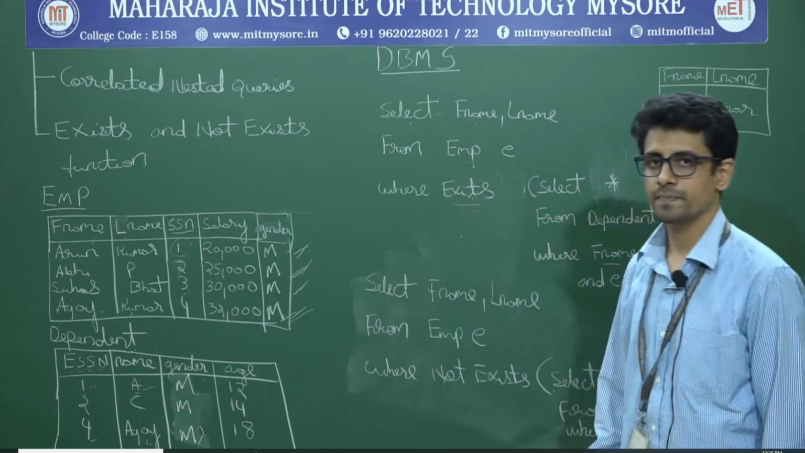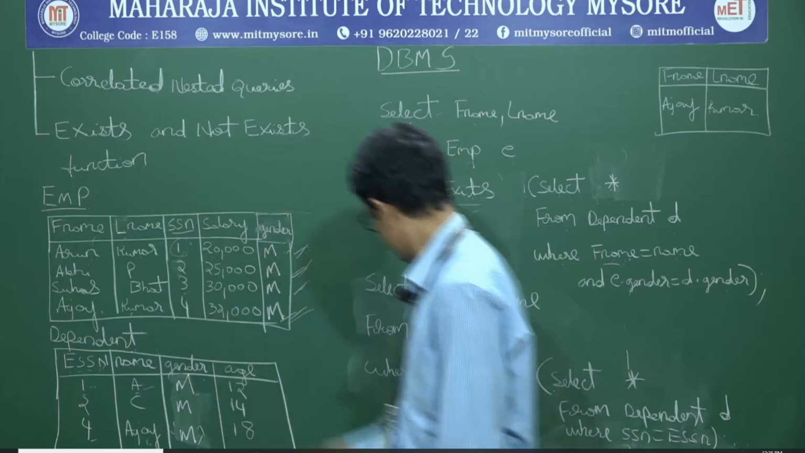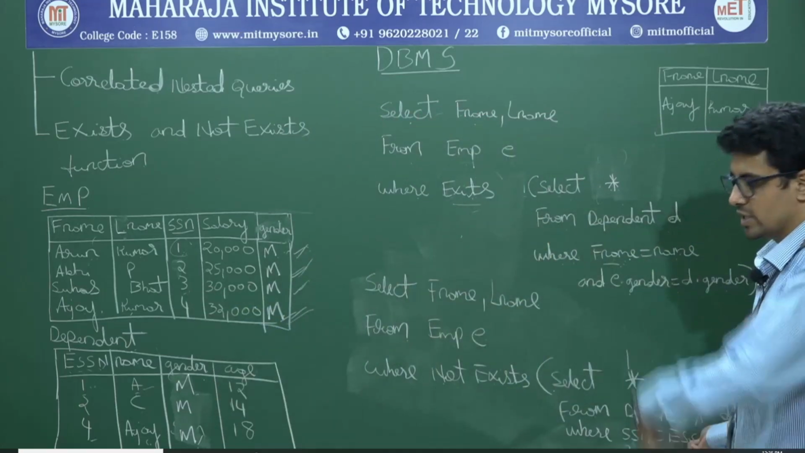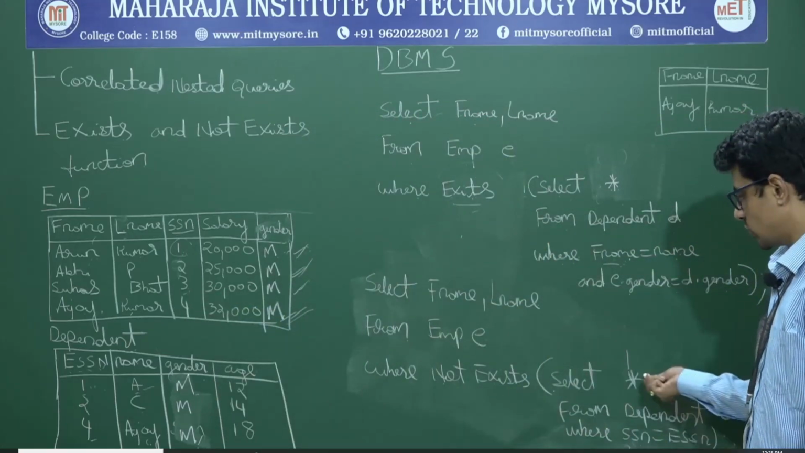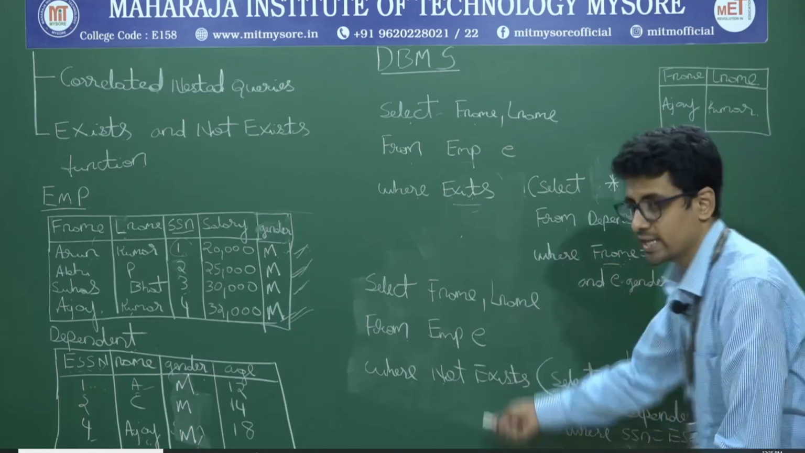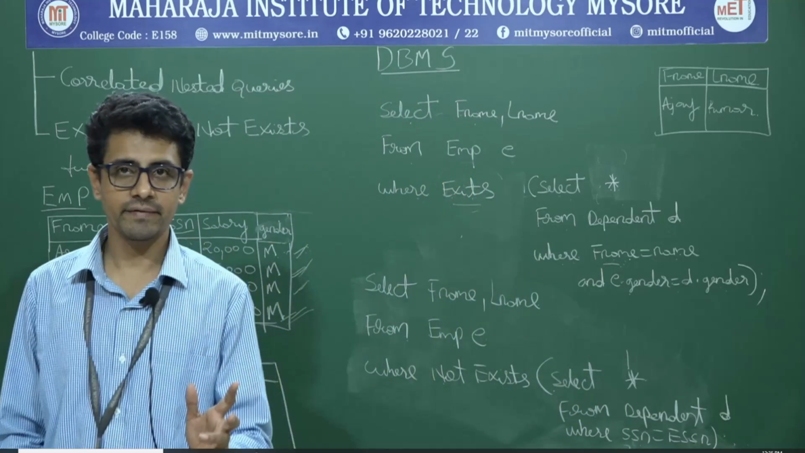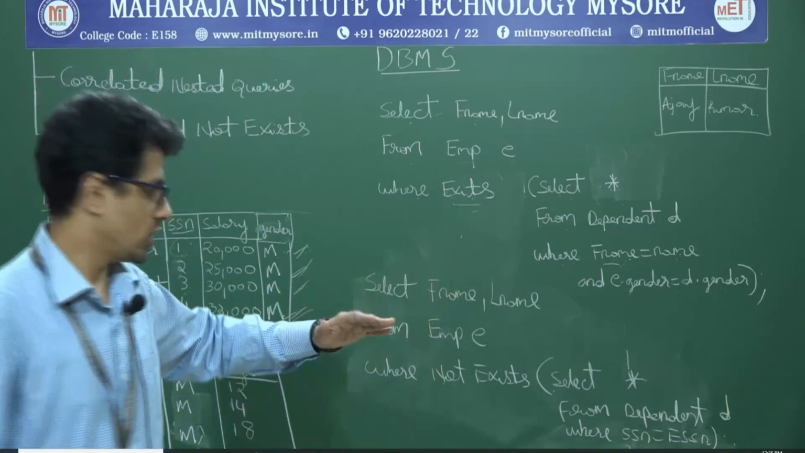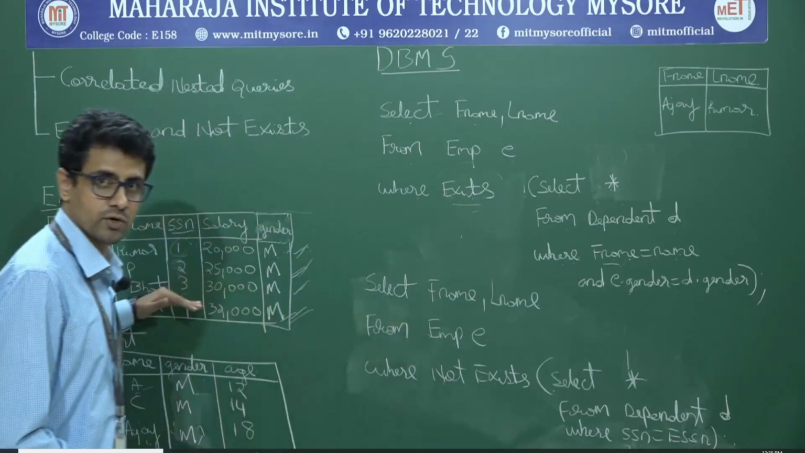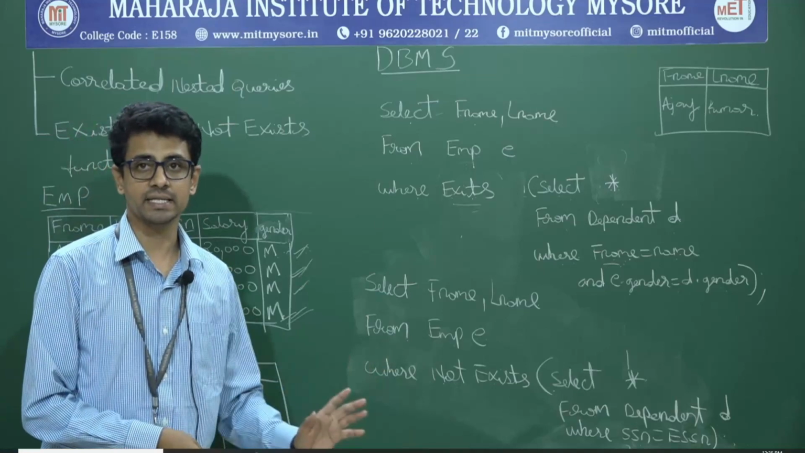The third row will come. When it comes to the third row, 3 is not present in ESSN. So what is written here? Nothing. When nothing is returned from the inner query, NOT EXISTS gives me true. Right now the outer query is pointing to the third row, and that particular reference is not present in the inner query.